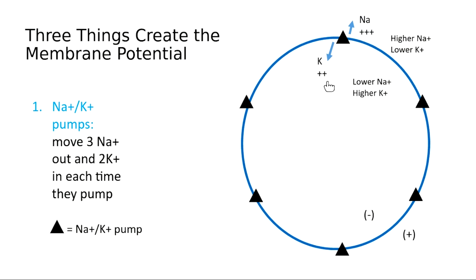And as it's moving the potassium in, it's only 2 potassium ions or 2 positive charges that are being moved in. So each and every time one of these sodium-potassium pumps that's embedded in the cell membrane pumps, we have 3 positive charges going out and only 2 positive charges coming into the cell. And that right there is enough to give us a difference in charge on the 2 sides of the membrane, whereby our inside is negative relative to the outside.